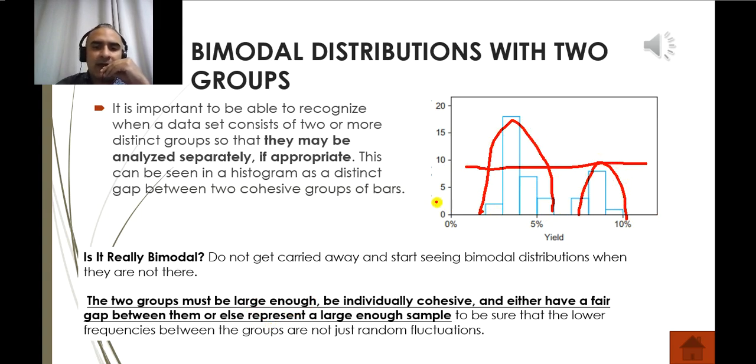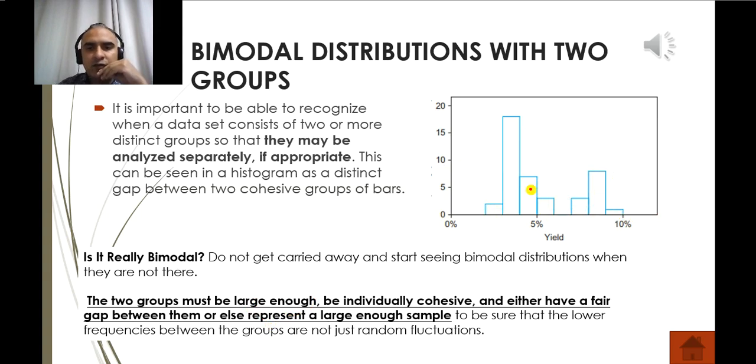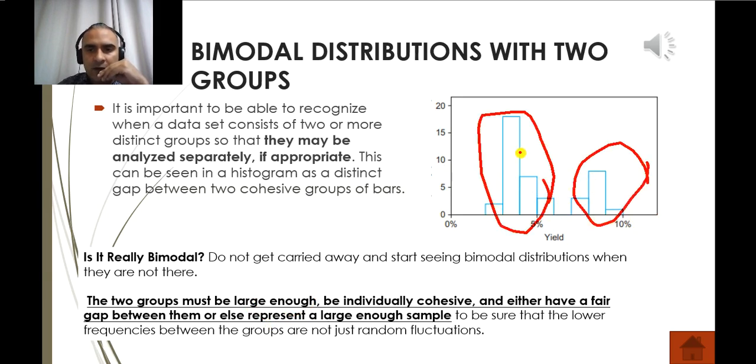So in this case, it's cohesive. It has a couple of numbers, because we have 3 numbers that are cohesive in there. There's a fair gap between the two of them. There's a gap, and like I said, they represent a sample that is large enough. In this case, we can say that it is a bimodal distribution, and we're gonna treat this as one group, and this as another group.